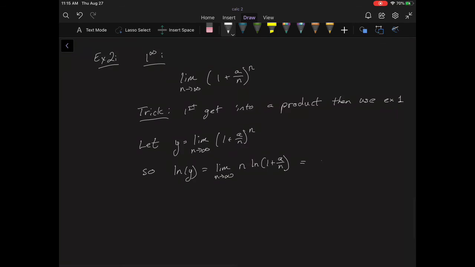And now passing to the limit, we get infinity times the log of 1, which is infinity times 0. And now we can use the trick that we had from example 1, and we'll just move that n to the denominator. So we'll get the limit as n approaches infinity of the log of 1 plus a over n over 1 over n. And now we have something of the form 0 over 0, so we can use L'Hopital's rule.